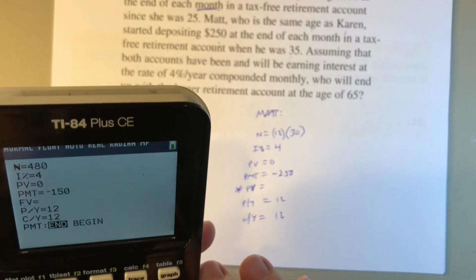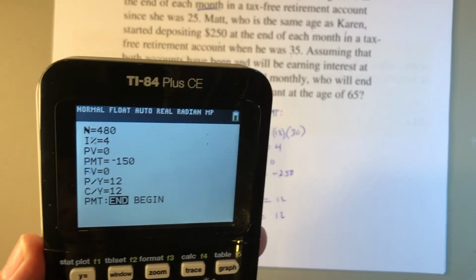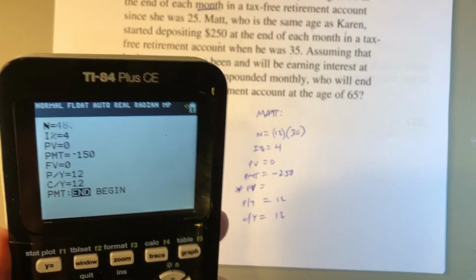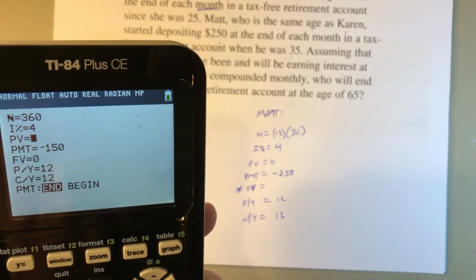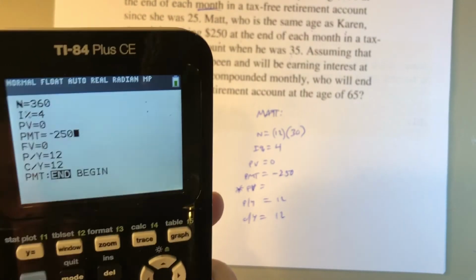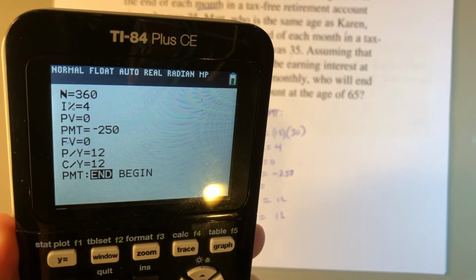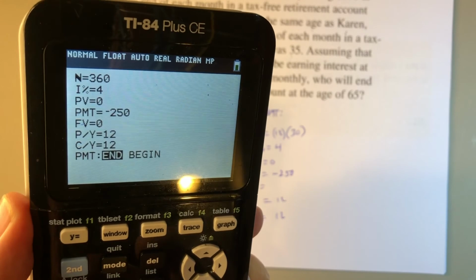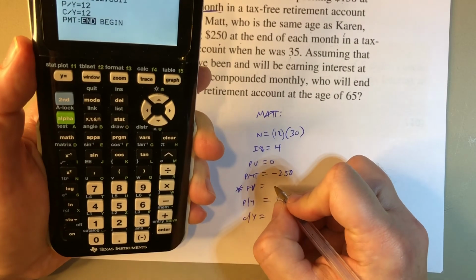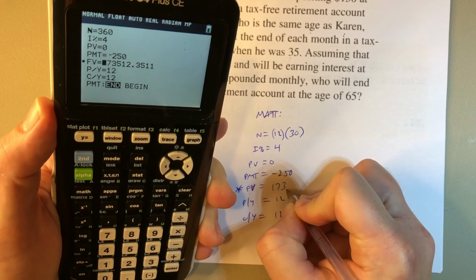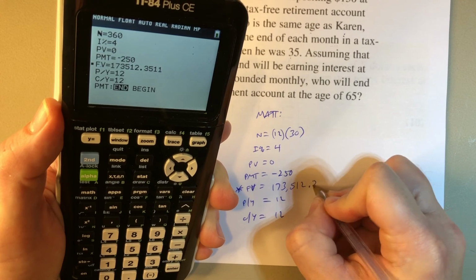And then we change some things around for Matt. I go up to N for Matt, and what does Matt have? He has 12 times 30. He was investing for 30 years. Interest rate's the same. His payment is negative 250. Everything else looks good. So go to future value, then hit alpha, enter, and there you go. His future value is $173,512.35.